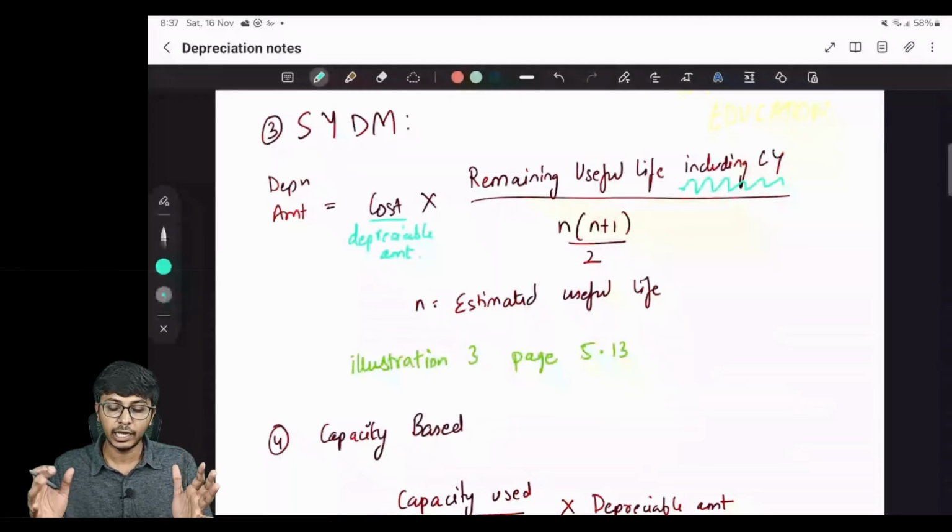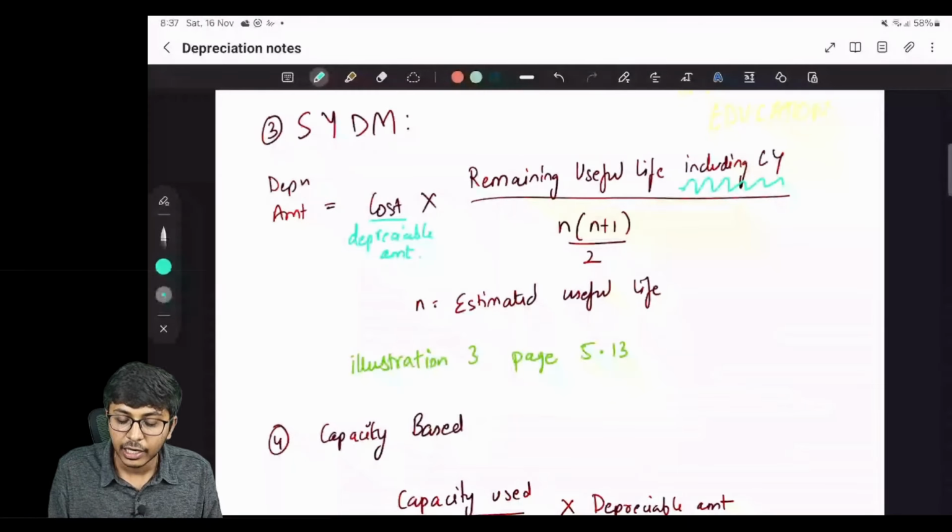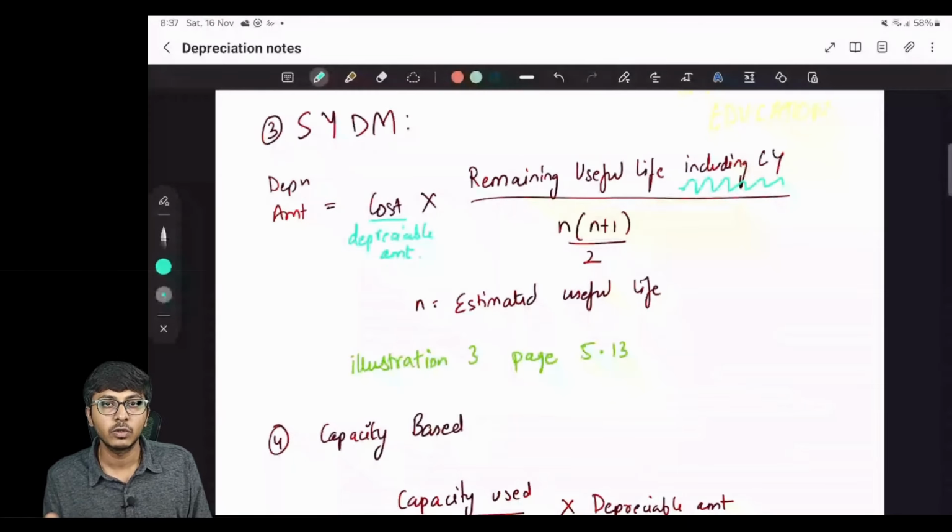So it will be 10 divided by n into n plus 1 whole divided by 2. So what is n here? Estimated useful life. I told you 10. So 10 into 10 plus 1 is 11, divided by 2. That will give you 55.